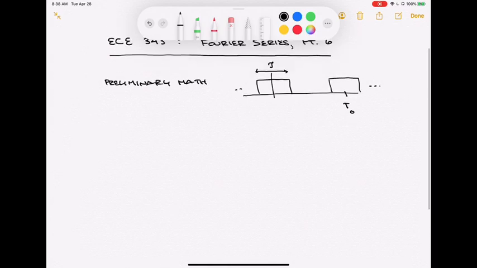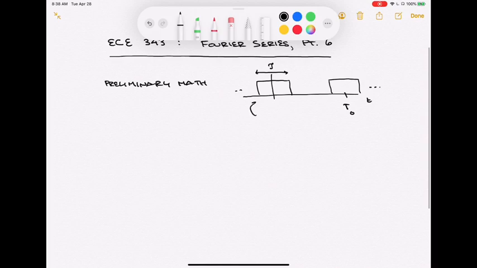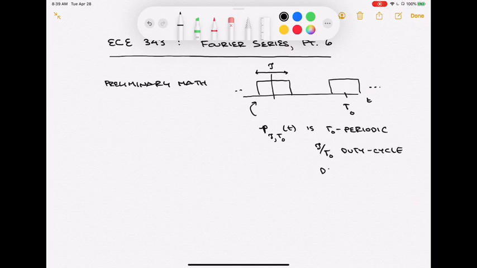So I'm going to call this whole signal, which is a function of t, using a little bit of crazy notation here, p sub tau comma T naught of t. P, because it's a pulse waveform with tau out of T naught duty cycle as a function of t. So p sub tau comma T naught of t is T naught periodic, and we're going to have a tau by T naught duty cycle, DC offset, square wave.